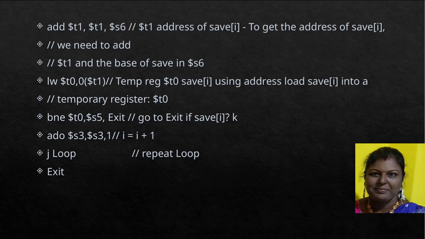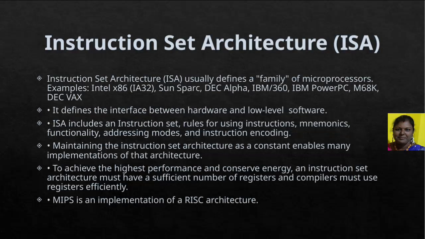An instruction set architecture, or ISA, is the blueprint that defines a whole family of microprocessors. Think of it as the contract between hardware and the low-level software that runs on it. It includes the actual instructions, the rules for using them, how they're written, and how the processor understands them. Keeping the ISA consistent lets manufacturers create many different versions of a processor. For top performance and energy savings, the ISA needs enough registers, and compilers must use them well. MIPS is one example of a RISC-based ISA. Let's talk about the MIPS instruction set architecture.